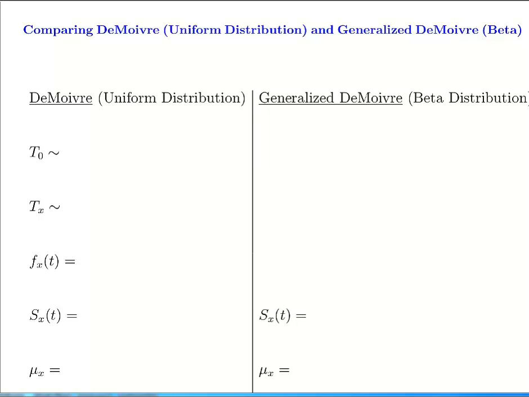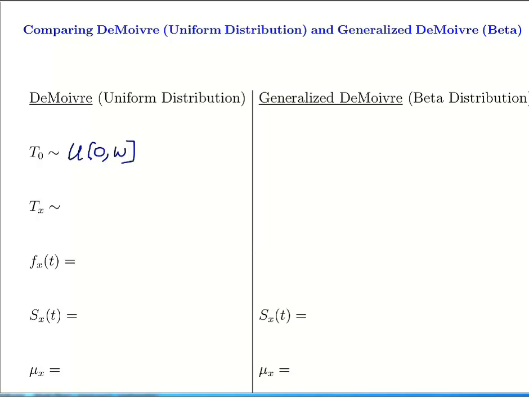Okay, so just to recap, the difference between the DeMoivre or uniform distribution assumption for future mortality and the generalized DeMoivre, also referred to as the beta. So for the uniform distribution, we assume that the future lifetime of a newborn is uniformly distributed over the next omega years. Omega is some big number like 100, right? So we assume that T0 is uniform.